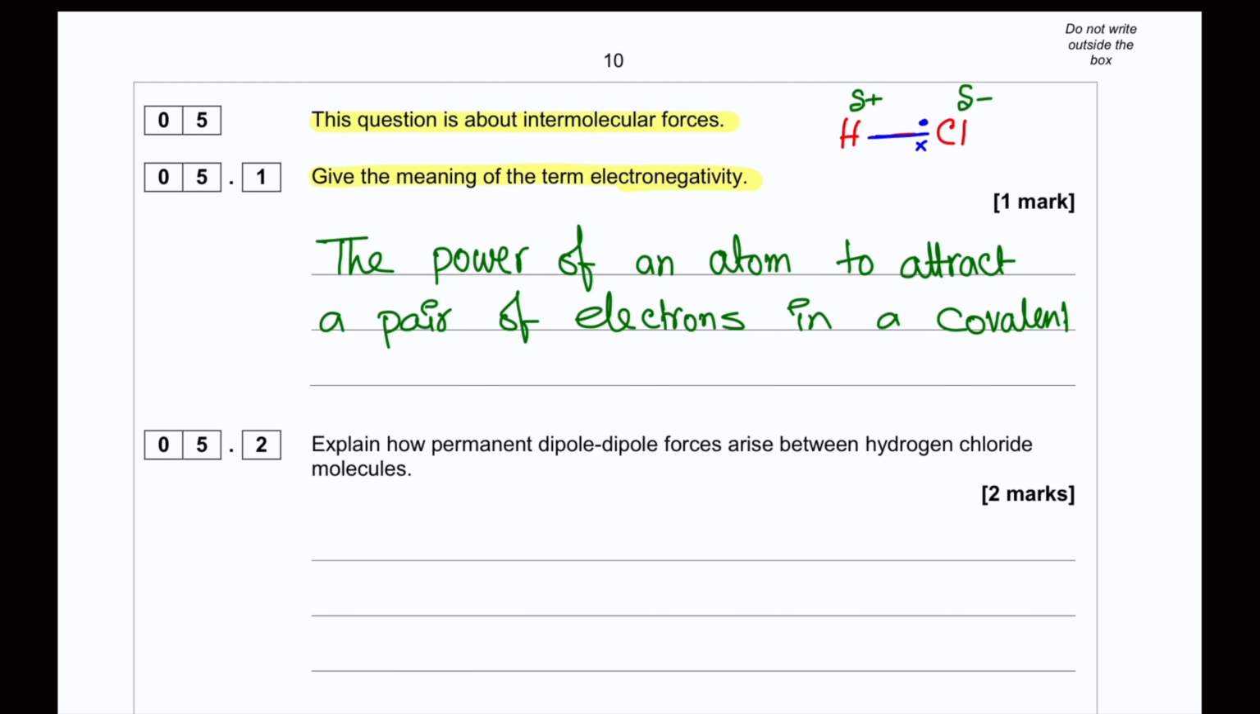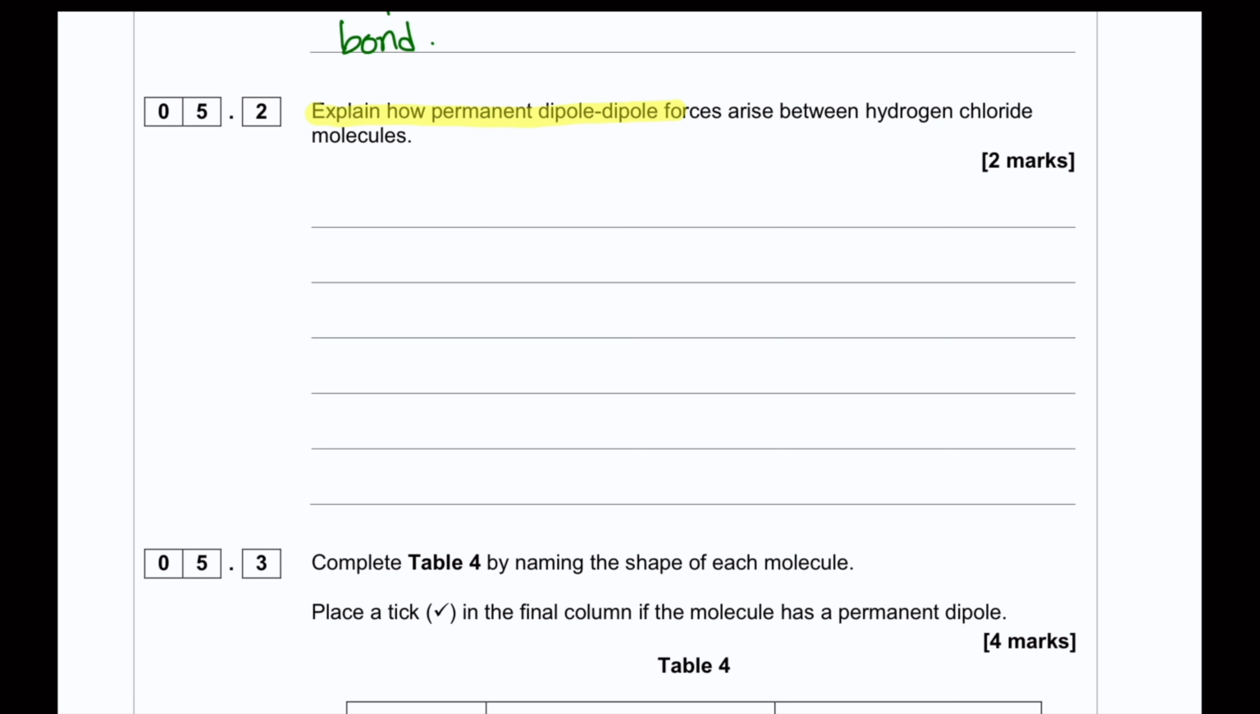Explain how permanent dipole-dipole forces arise between hydrogen chloride molecules.